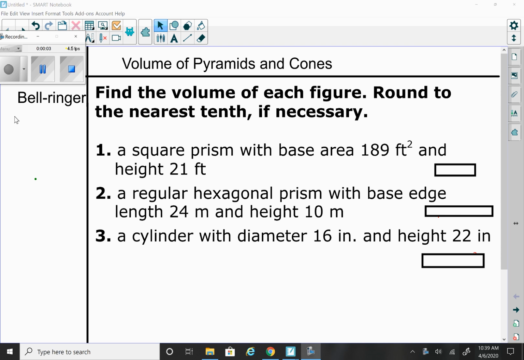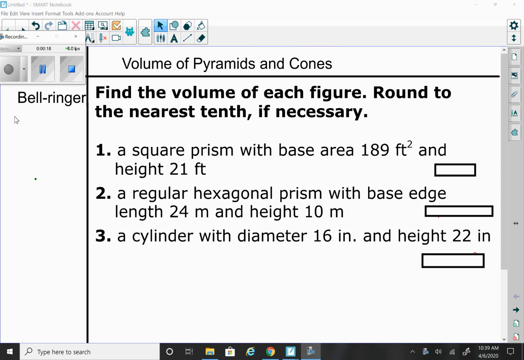Hi, this is Mrs. Young, and this video is on volume of pyramids and cones. For our bell ringer, I'm going to have you practice finding the volume of three different shapes below. I would like you to round it to the nearest tenth if needed.